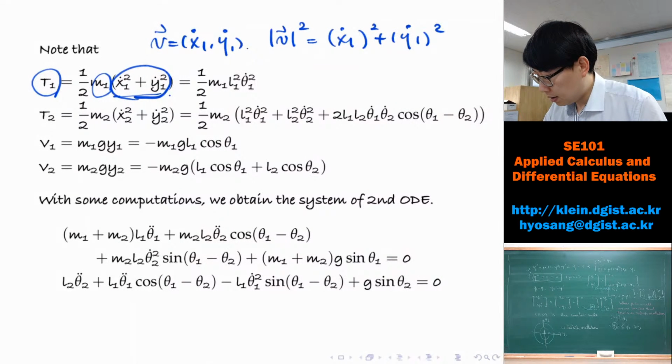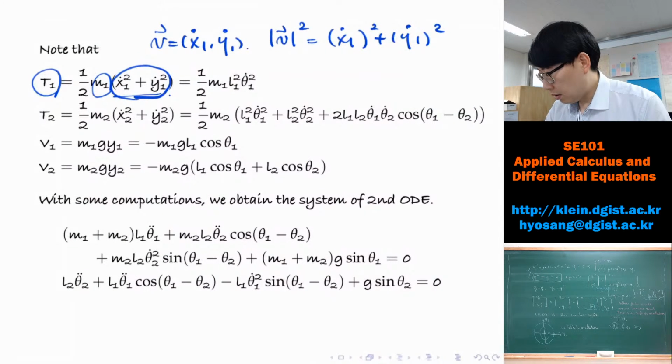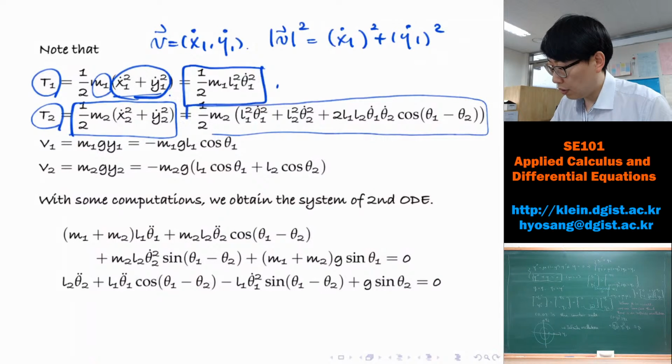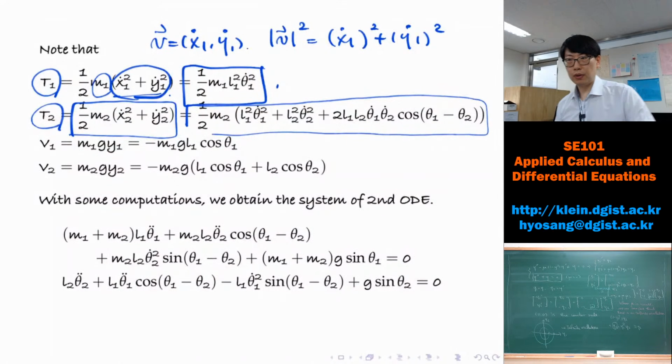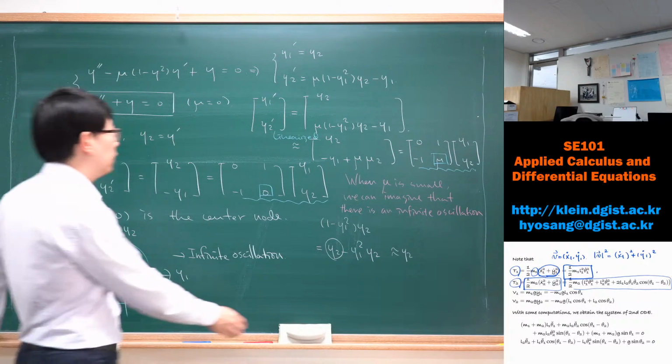And again, when you plug the formulas for x1 and y1 into this equation, you can use cosine square plus sine square equals 1, so it becomes simply 1 over 2 m1 L1 square theta 1 dot square. Okay. So T2 is similar: you have this as the kinetic energy, and applying the x2, y2 terms inside of this formula, you get these expressions. So let me rewrite that on the blackboard so that you can follow along.